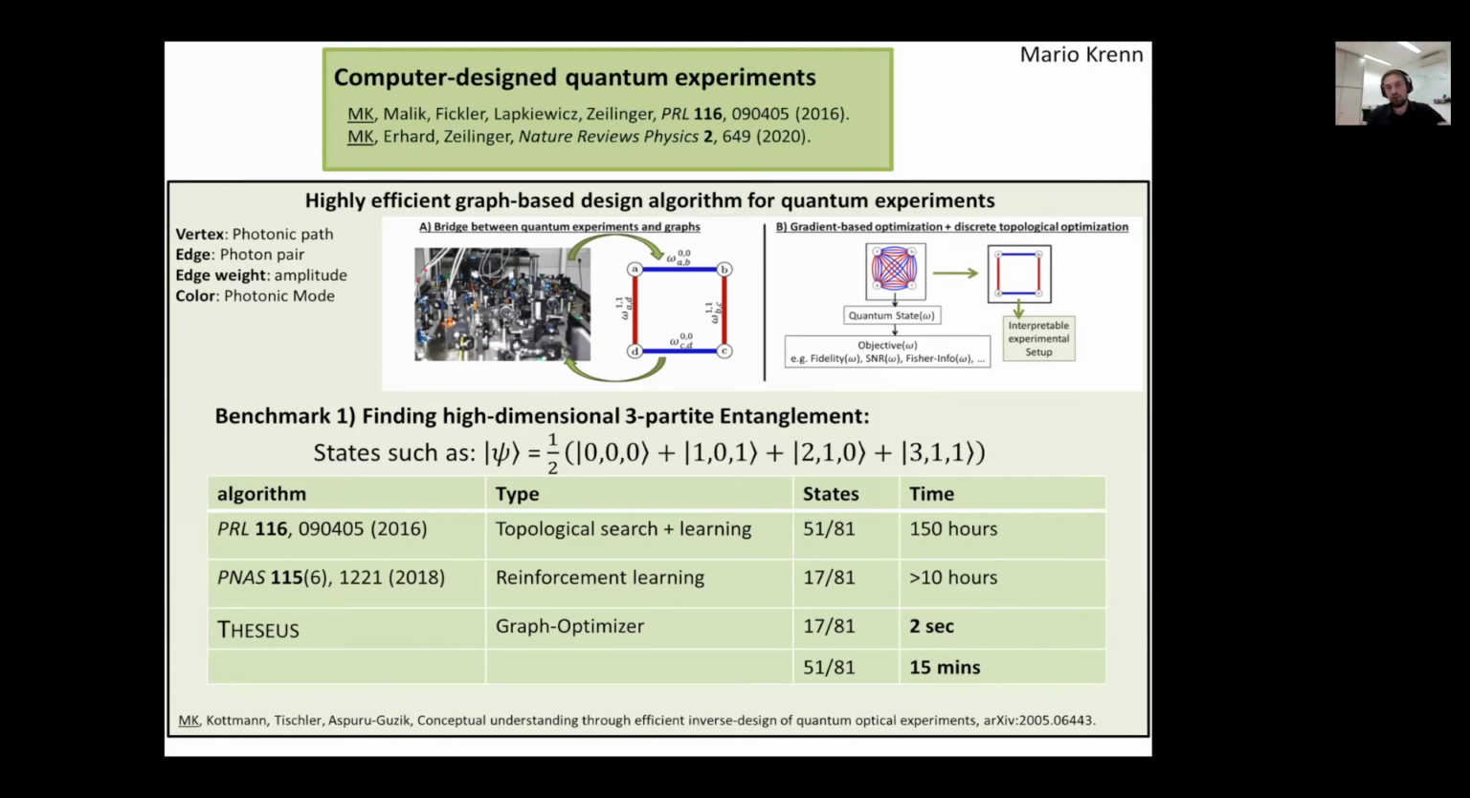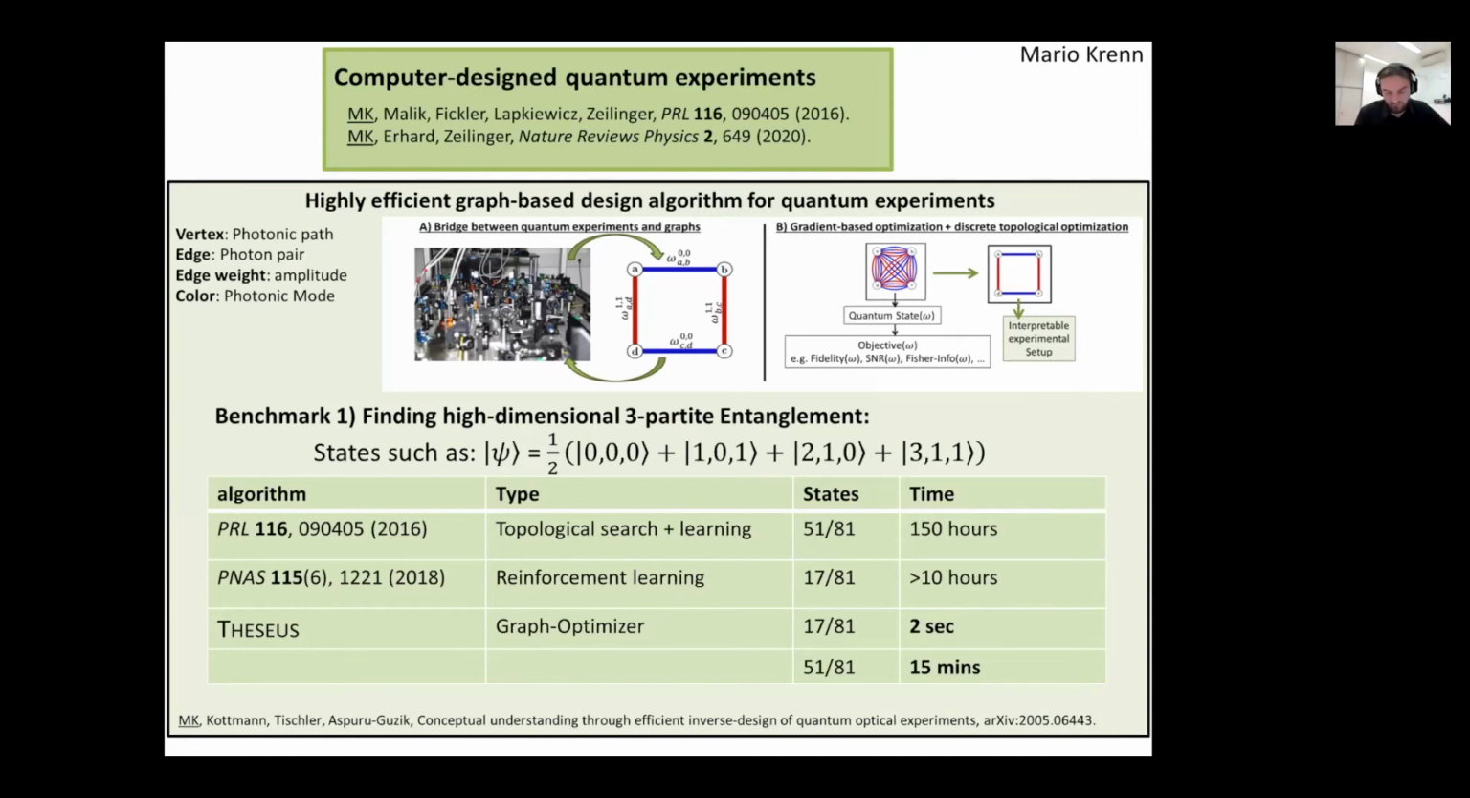And with our new algorithm, we find the 17 states, or the first 17 states, in roughly 2 seconds, and 51 states in roughly 15 minutes. So we see the algorithm is clearly orders of magnitude faster than previous approaches.